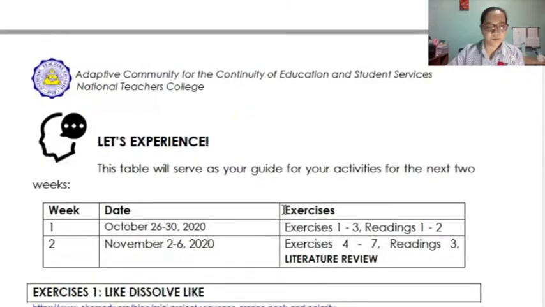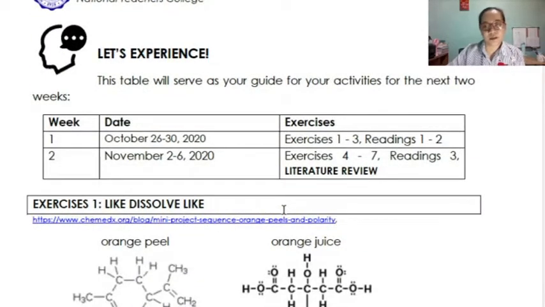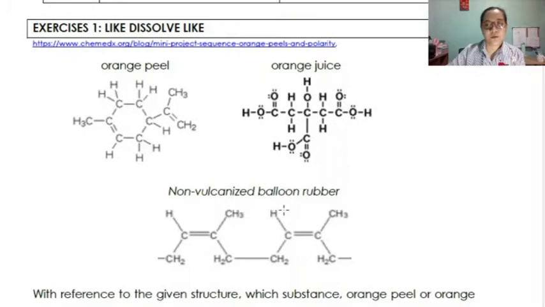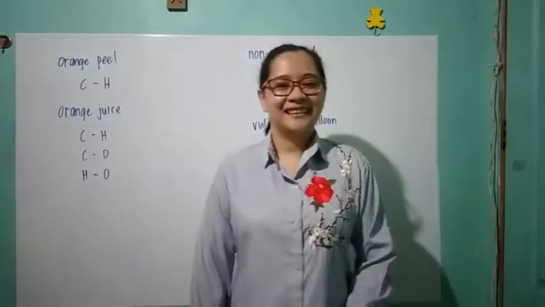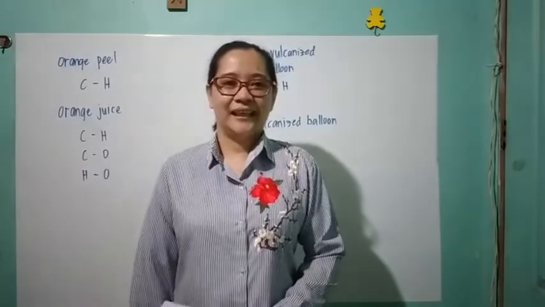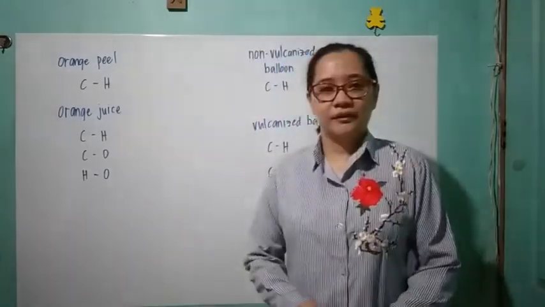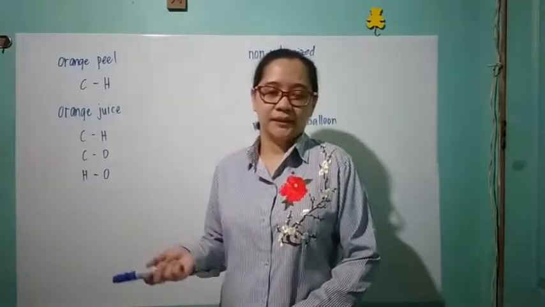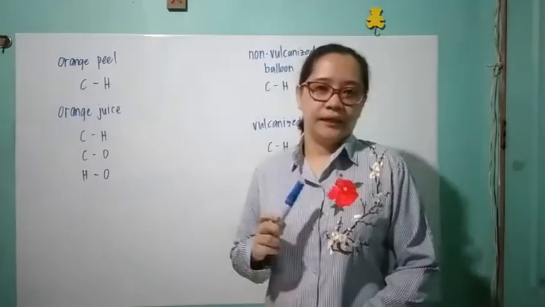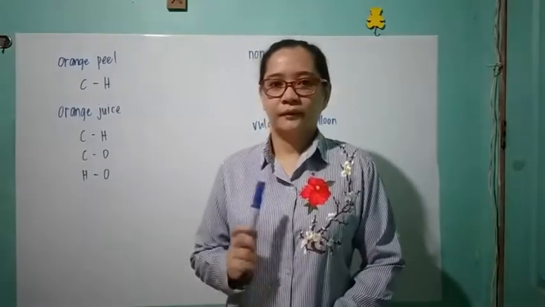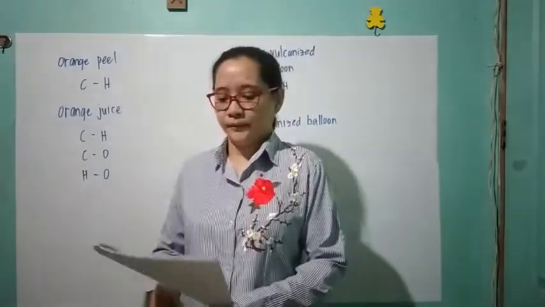fats. And then for Exercise 1, your first activity, you will be asked to predict this statement: like dissolves like. Which one will dissolve or will react with this one? This is how like dissolves like happens. Using the electronegativity value of the elements, we can predict if a bond is nonpolar, polar, or ionic.